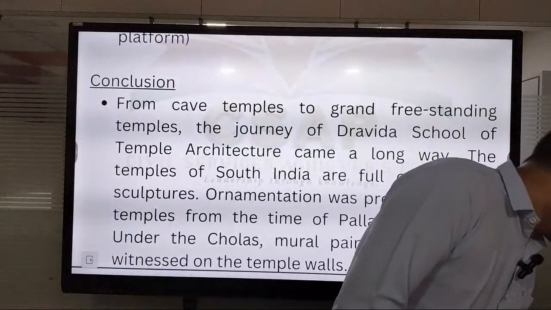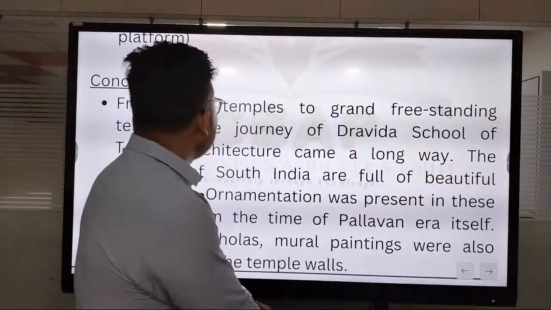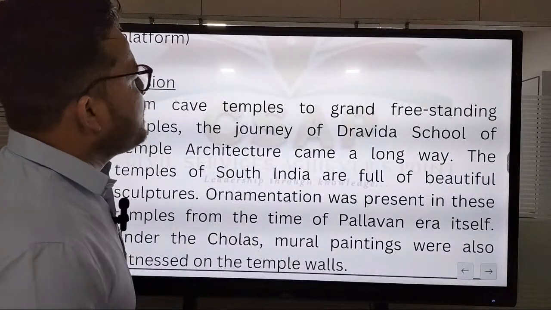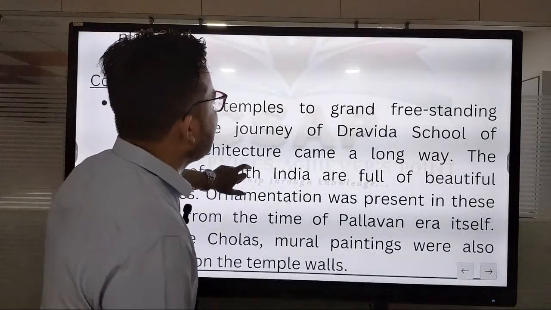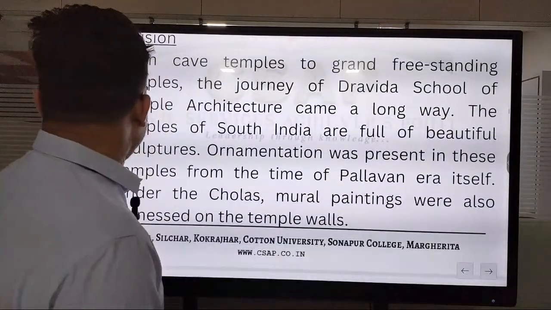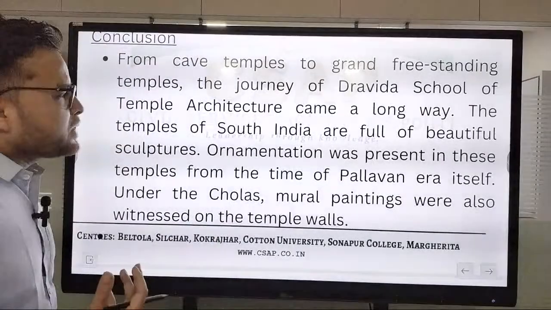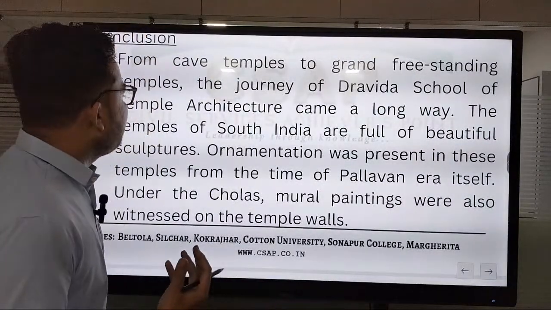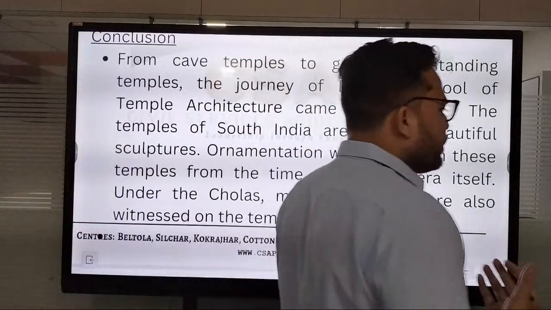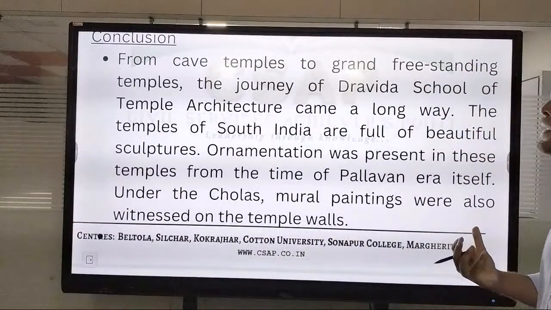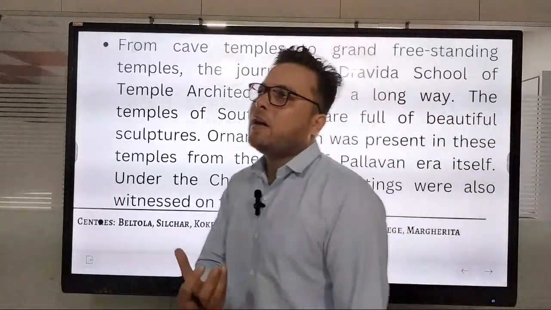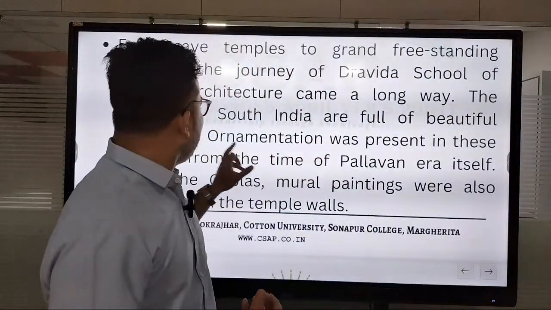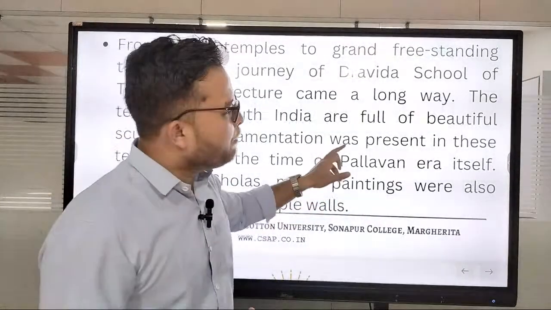So in conclusion, what can we say? In conclusion, we can say that from cave temples to grand freestanding temples, the journey of the Dravidian school of temple architecture came a long way. The temples of South India are full of beautiful sculptures, and ornamentation was present. Ornamentation means decoration. Ornamentation was present in these temples from the time of the Pallava era itself.